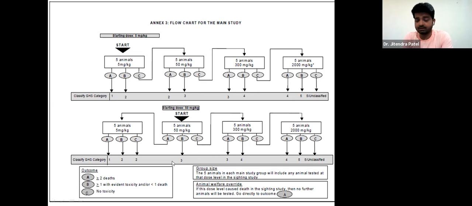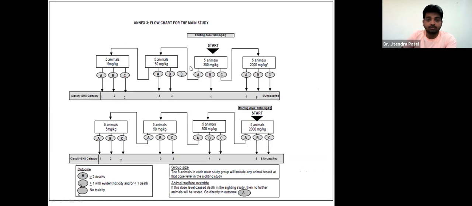Here the advantage is, in the sighting study, what dose we have got, and from that dose we can start directly. This one we can take, or we can take this one. Here you can see it is starting at 300 mg per kg. Start button is here, and in this condition start button is at 2000 mg per kg. So which one we are going to adopt will be determined by the sighting study, where 1 animal we have used, and that will tell you how you can start the study.